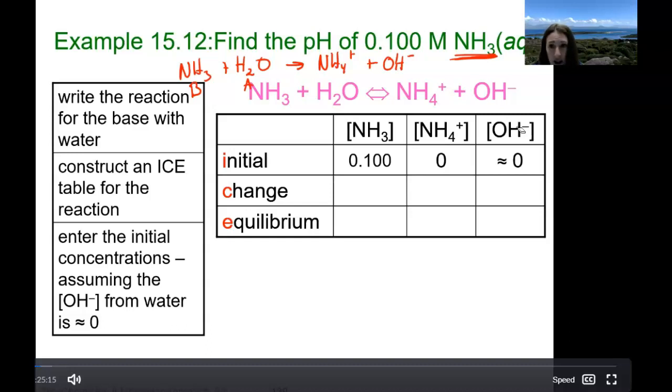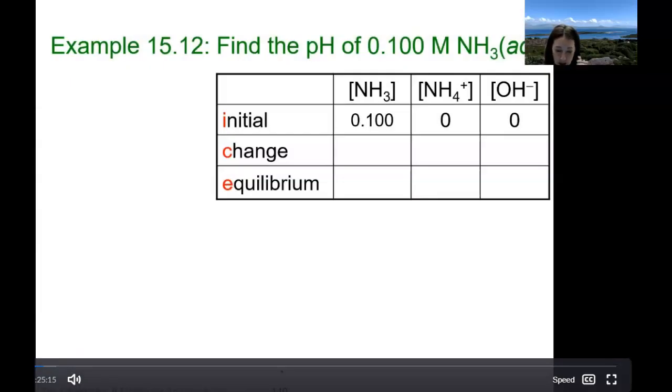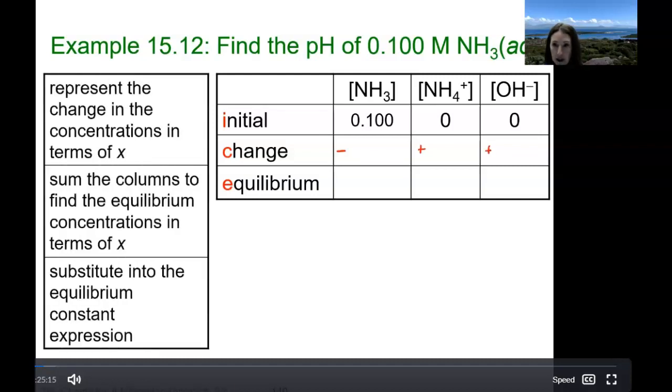The process here is exactly the same as we did before, right? So we only have reactants, so it has to go forwards. I'm giving you a Kb, so if we have a Kb, that means I need to remember the number. I never remember 1.76 times 10 to the negative 5. I'm going to remember that number. So that means that this one's going to go down and these two are going to go up, right? Minus x, plus x, plus x, just like we did before. And then 0.1 minus x, x, x.